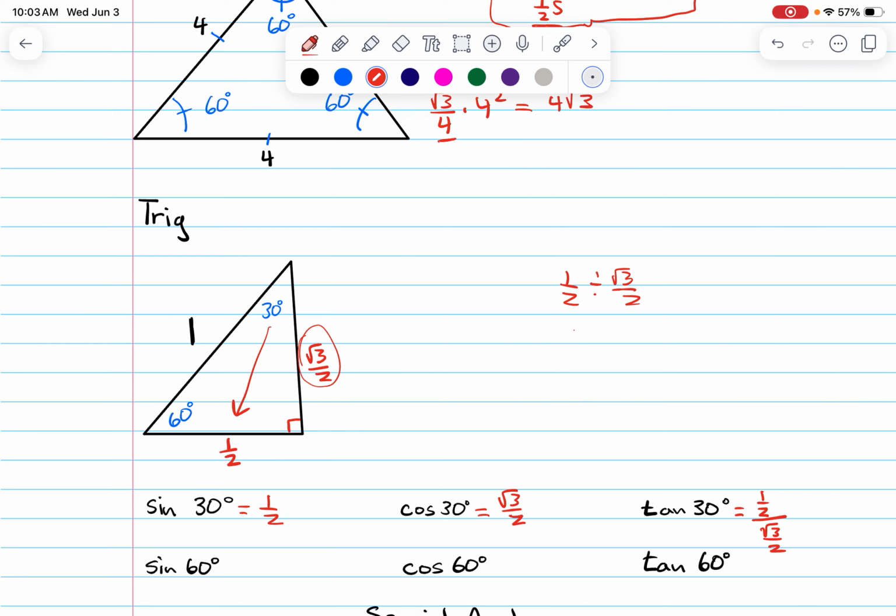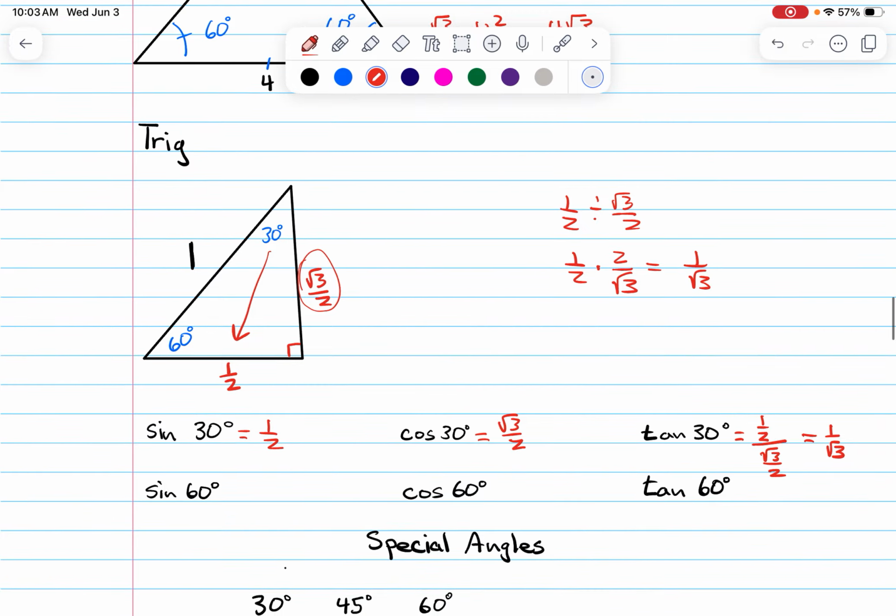Now remember, the way we can do that is invert and multiply. And that would just be 1 over the square root of 3. And I'll just leave it like that. No need to rationalize that denominator. Then we've got the sine of 60, which is going to be the opposite over hypotenuse. Cosine is going to be 1/2. And tangent is going to be the square root of 3. Yeah, if we went through all of that.